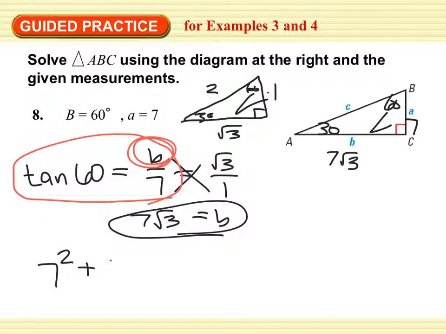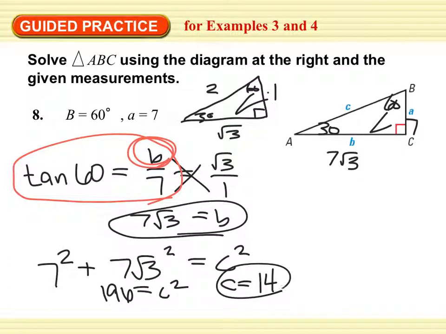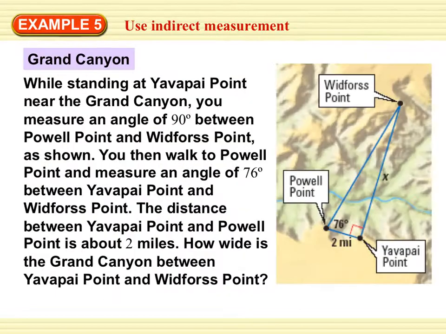7 squared plus 7 root 3 squared equals c squared. 196 equals c squared. Square root of that. C equals 14. So I have A, B, C, and all the angles. Good job. All right.